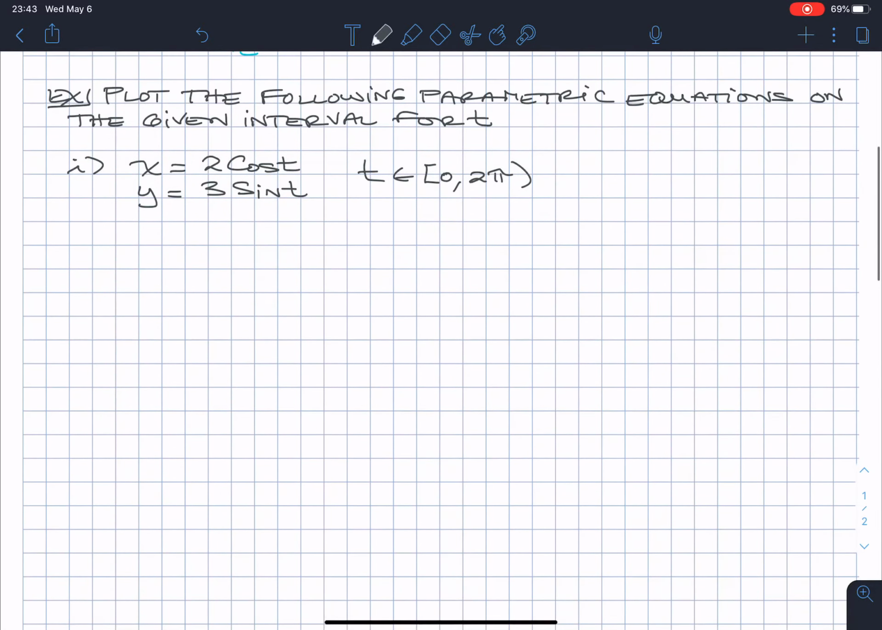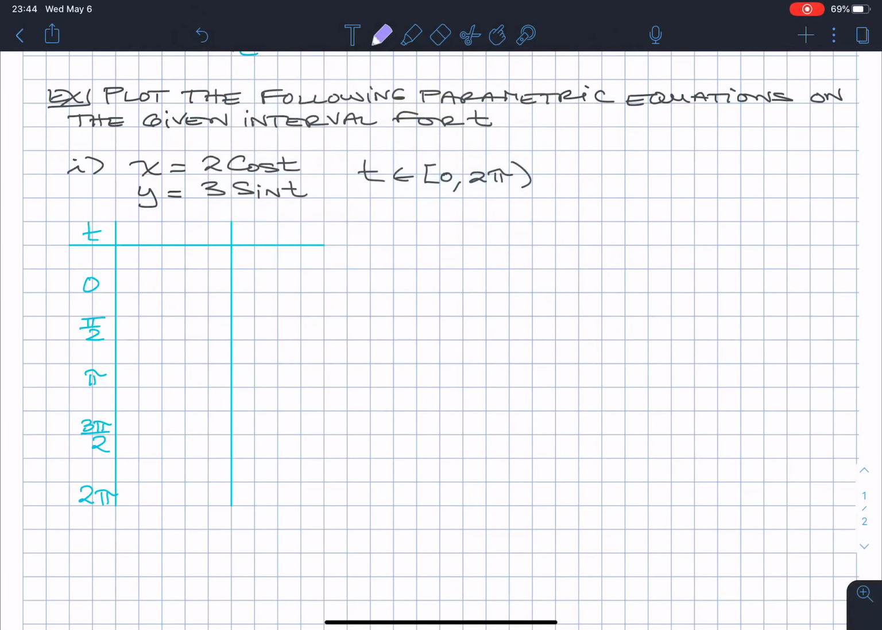Okay, so the way I'm going to do this is I'm going to set up an XY chart, except I'm going to tack on a t. So here's my t. I start at 0. And let's go to pi over 2. That's always my favorite. Then pi. And then 3 pi over 2. And then I'll come full circle almost to 2 pi. Can't actually get to 2 pi because it's open, but I can almost get there.